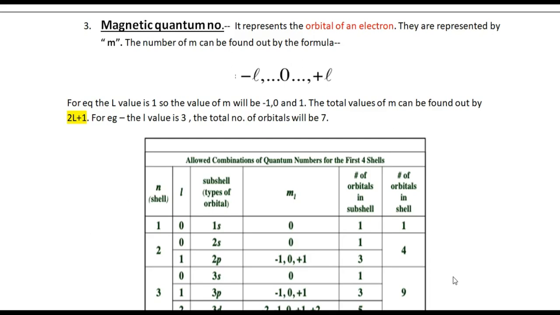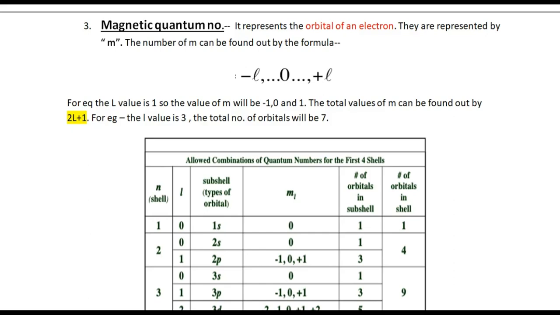The total number of values of m can be found by the formula 2L plus 1. For example, if the L value is 3, then the total number of orbitals will be 7. Another example, if the value of L is 2, the total number of orbitals will be 5. So, now hope it's clear.